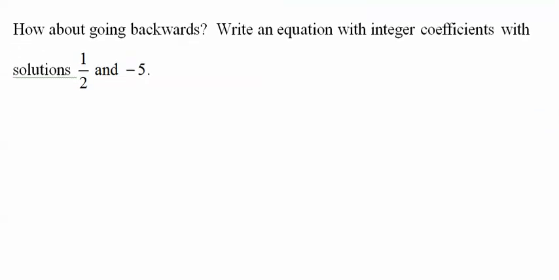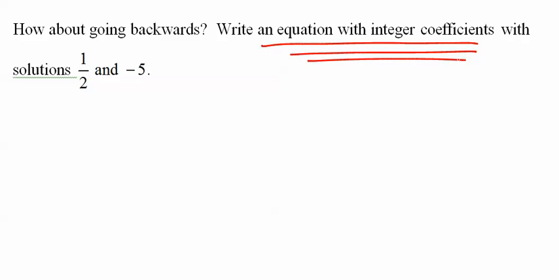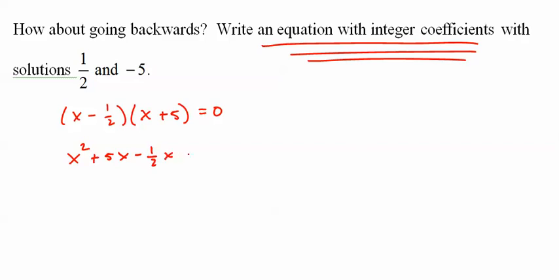So how do we go backwards? Let's write an equation with integer coefficients. Well, if 1/2 is the solution, then we know x - 1/2. And if -5 is the solution, then we know it's x + 5 = 0. Multiply it out, we get x² + 5x - 1/2 x - 5/2 = 0.